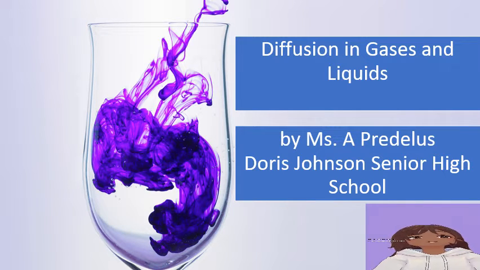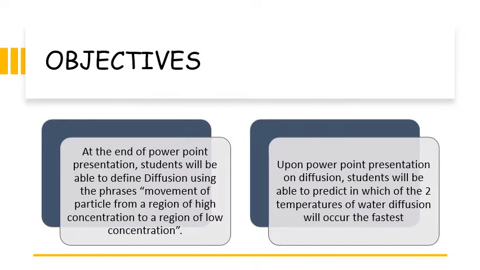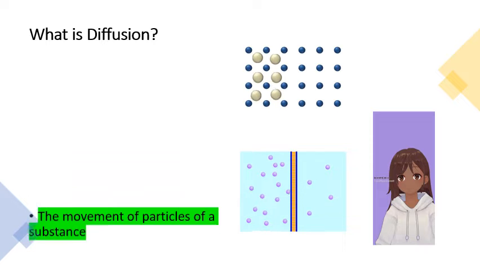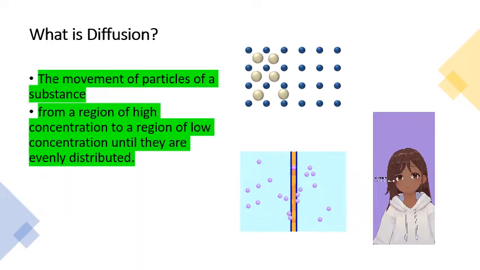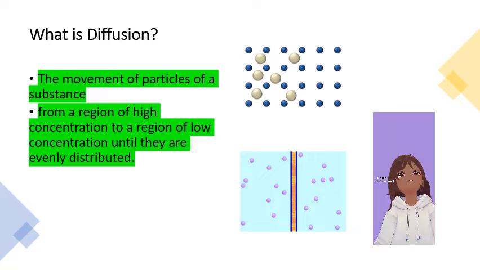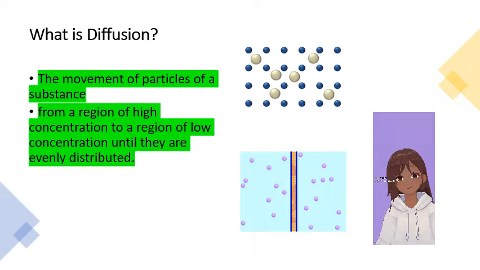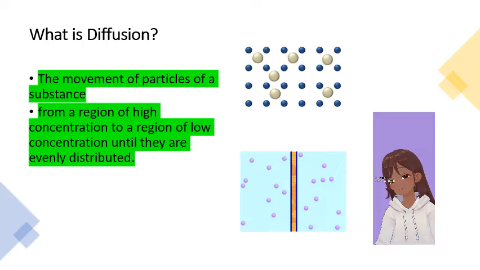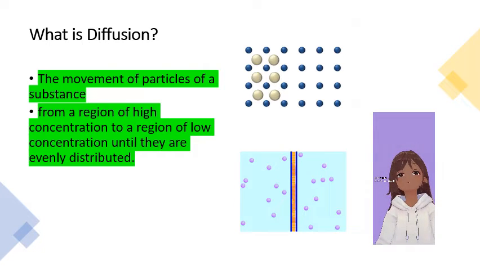Today we will be looking at diffusion. So diffusion is the movement of particles from a region of high concentration to a region of low concentration until the particles are evenly distributed.